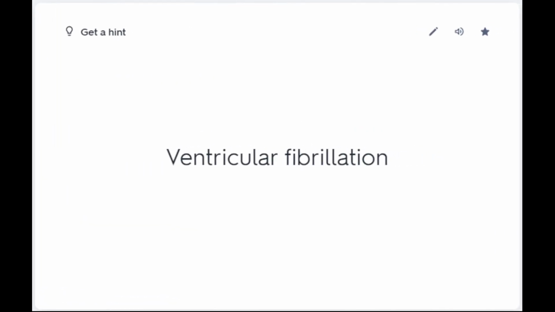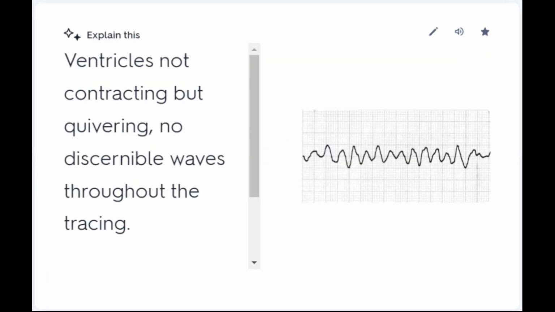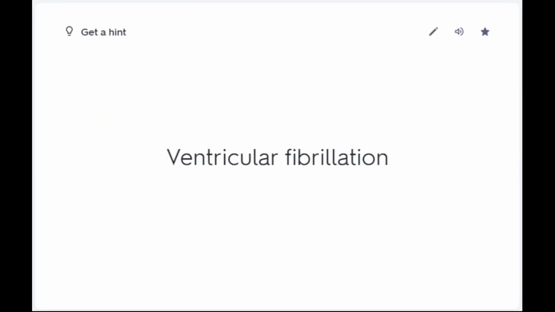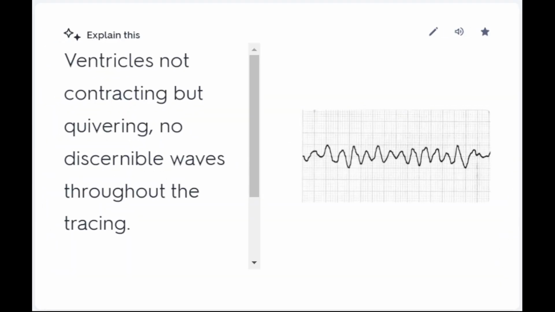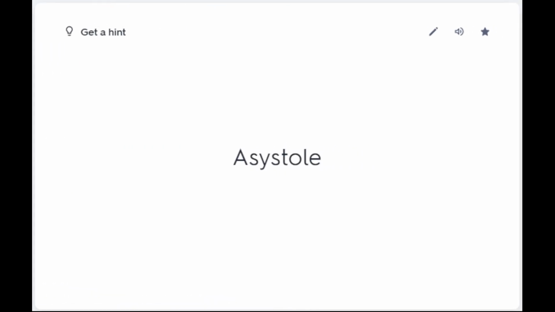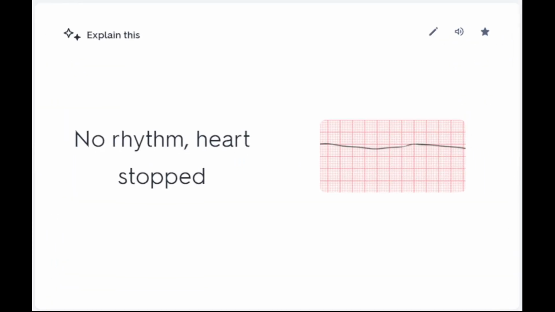Ventricular fibrillation. Ventricles not contracting but quivering, no discernible waves throughout the tracing. Immediate intervention. Asystole. No rhythm, heart stopped.